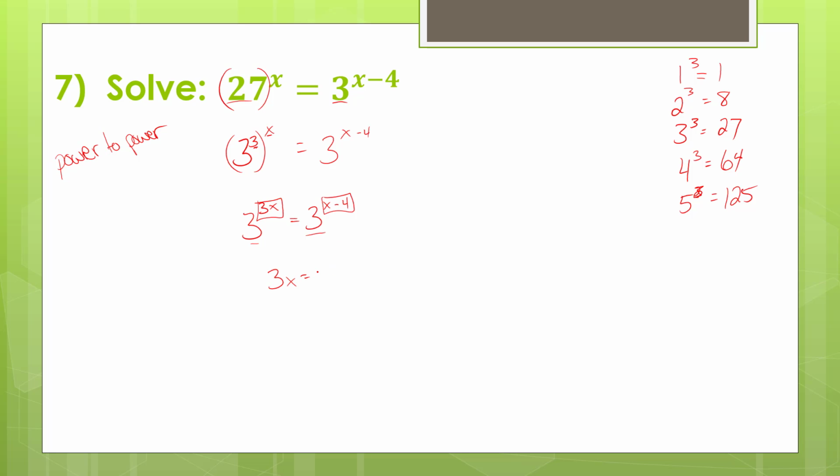3x equals x minus 4. And with a little bit of two-step equation, we're good to go. We subtract x from both sides. 2x is equal to negative 4. Divide by 2. And x is equal to negative 2.